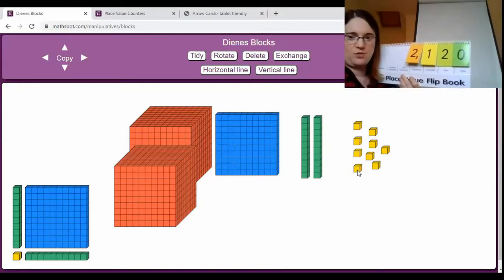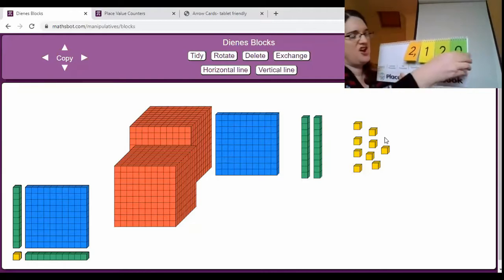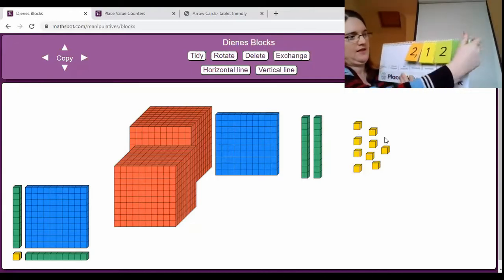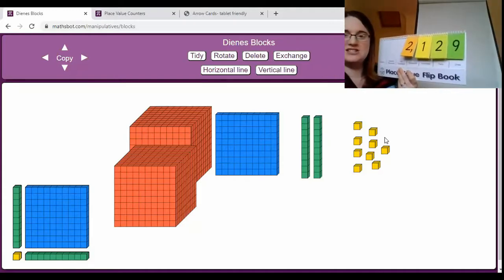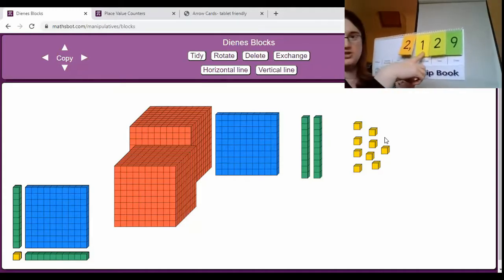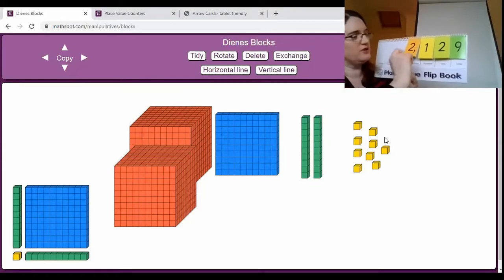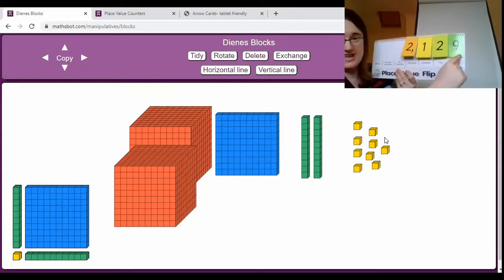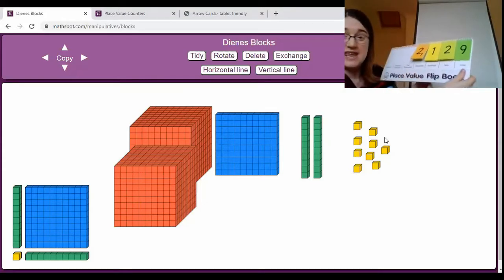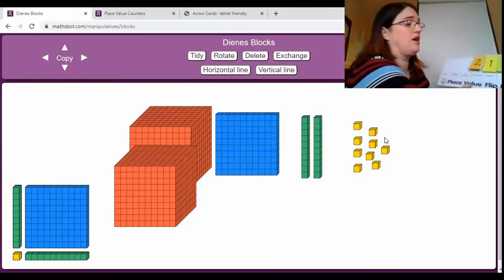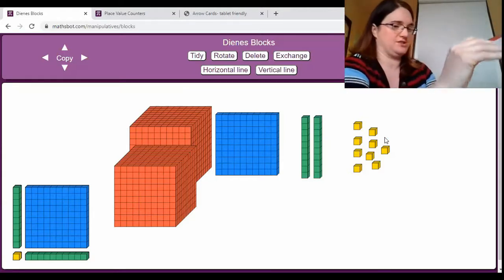And then we have to count all these little ones. 1, 2, 3, 4, 5, 6, 7, 8, 9. So the number we have got is 2,129. So you're going to write that number in your books in digits like that. And then underneath, you're actually going to write that number in words.